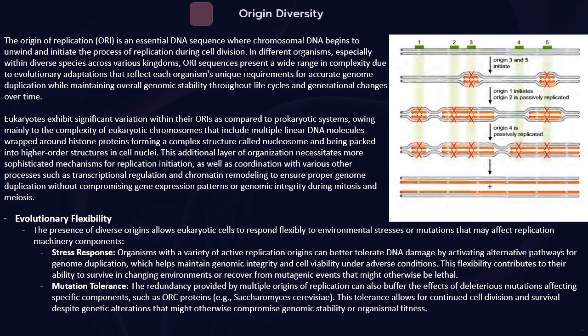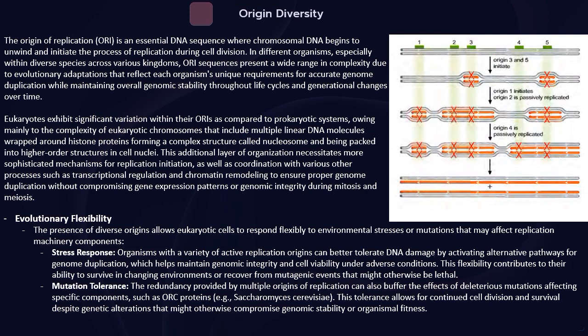Let's see what evolutionary flexibility the diversity in origin provides to an organism. The presence of diverse origins allows eukaryotic cells to respond flexibly to environmental stresses or mutations that may affect replication machinery components. And the evolutionary flexibility can be explained with respect to two factors. First one is stress response, and second one is mutation tolerance.